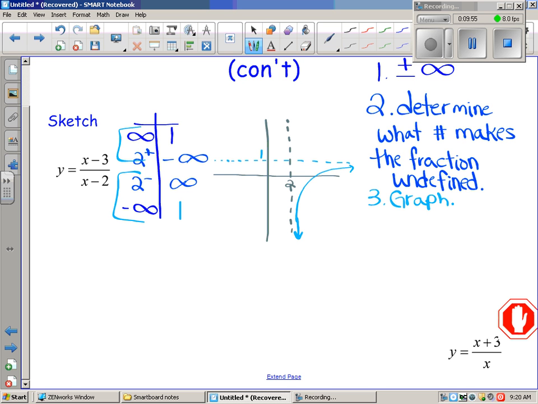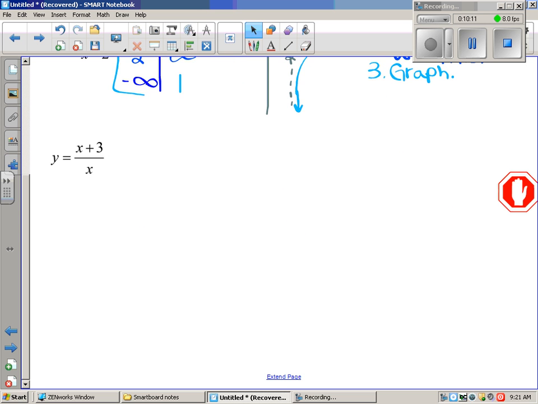All right, now let's look at the next one. So 2 minus means just to the left, and it is going up or to positive infinity, and it's also approaching 1 on that one. Great. Let's do another example. Bring this guy over here now. All right. So let's start with our table.